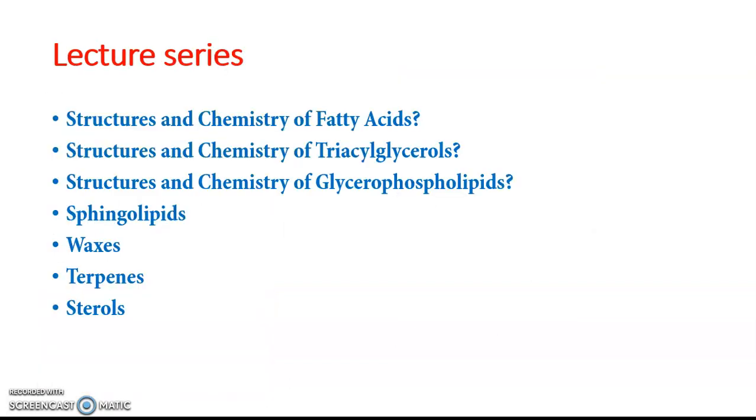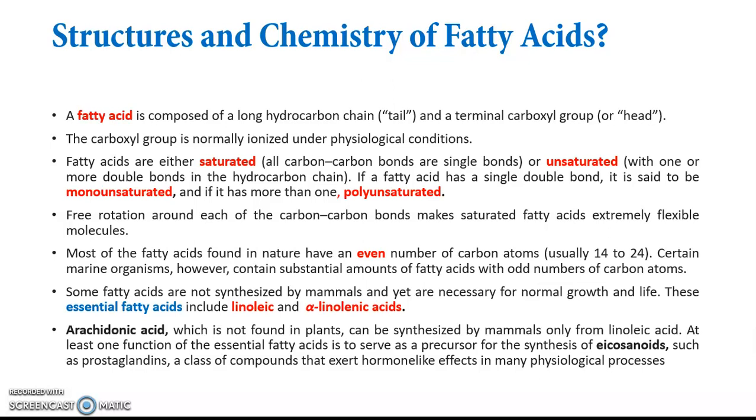In this lecture series, we'll be looking at the structure and chemistry of fatty acids, triacylglycerols, glycerophospholipids, sphingolipids, waxes, terpenes, and sterols. We're going to be looking at these individual lectures in our next videos. So now let's look at the structure and chemistry of fatty acids. Fatty acids are composed of a long hydrophobic hydrocarbon chain, which we usually refer to as the tail, and the terminal carboxyl group, which is usually referred to as the head.